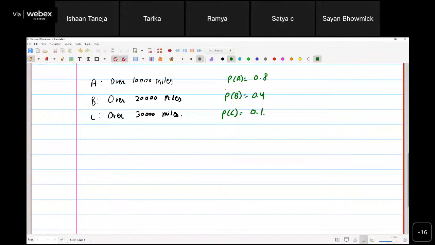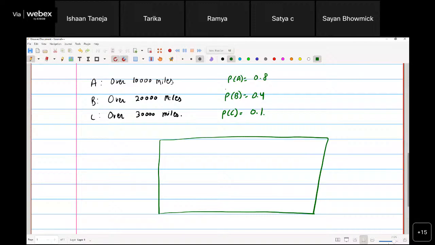Okay. So let's say this is your sample space. How did you try to make it? What diagram did you get when you tried plotting it? So this question I couldn't make it actually.